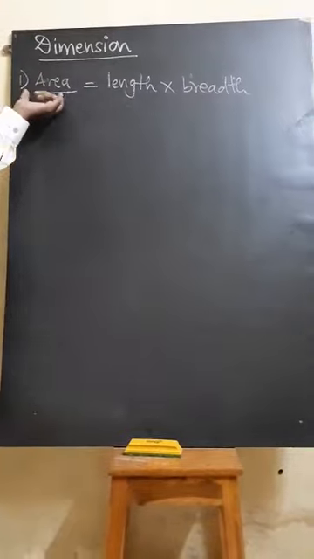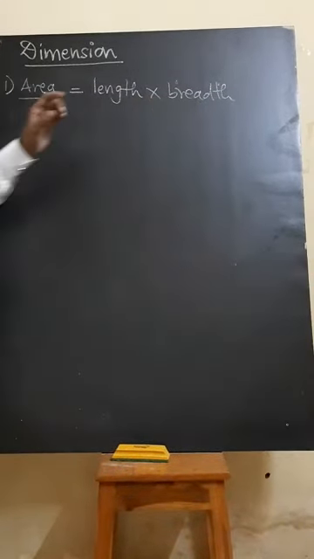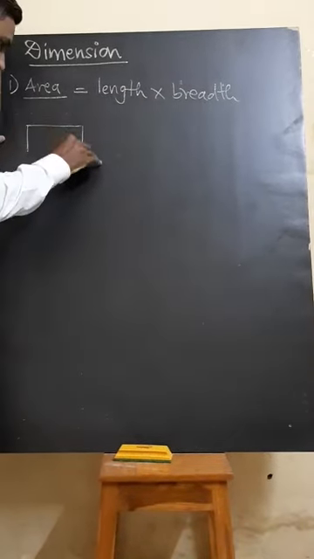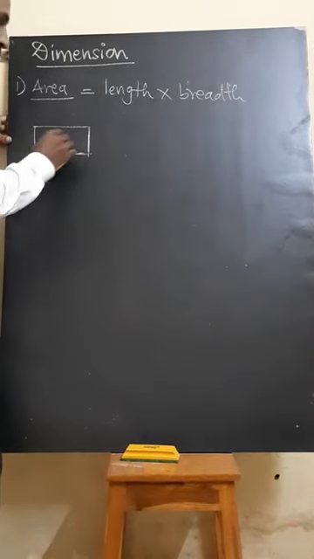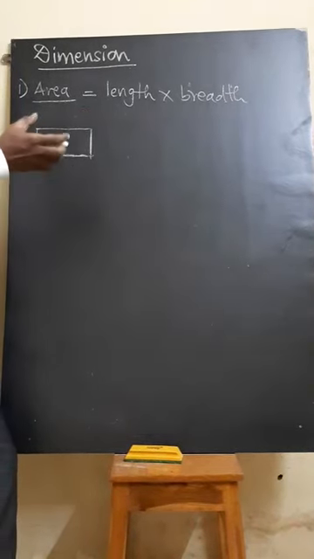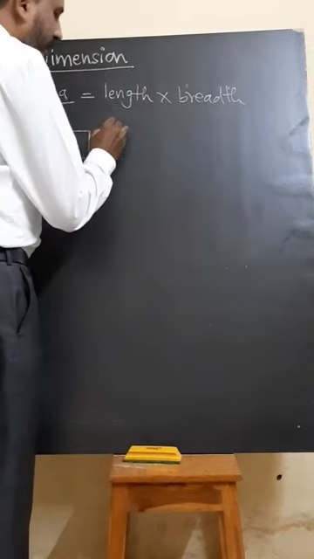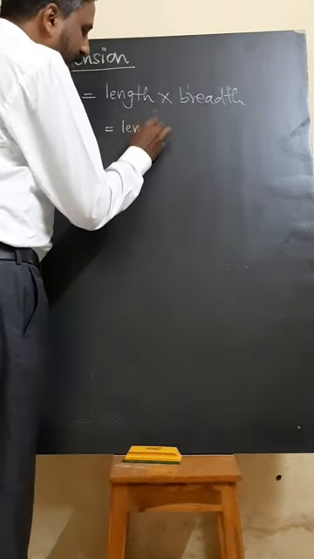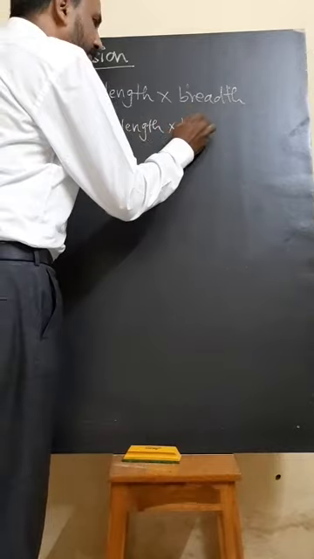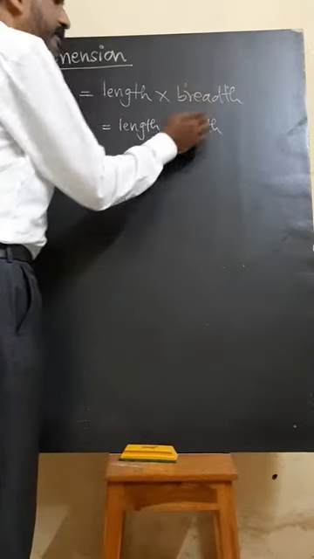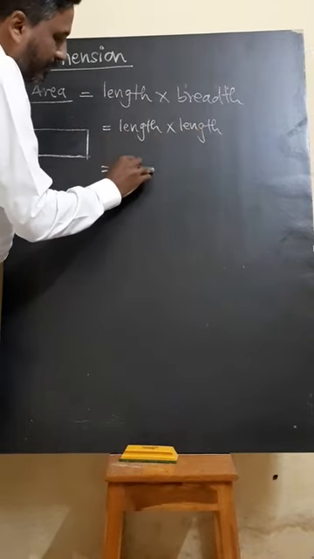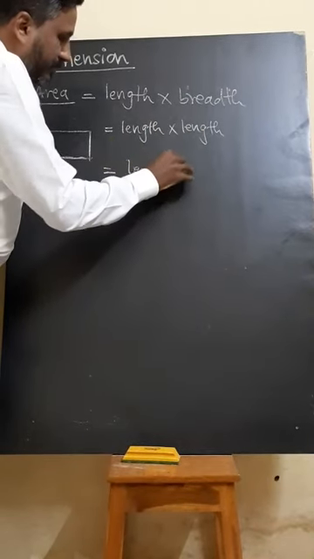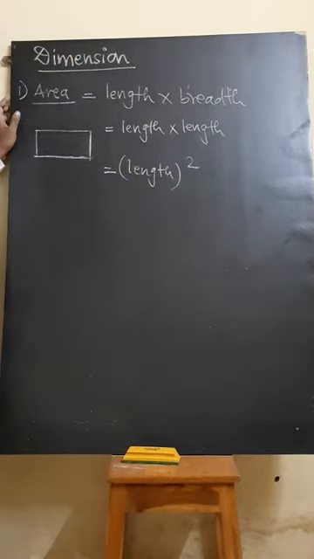Now here area is given by length into breadth. Suppose this is my rectangle. This part is the length, this part is my breadth. When we measure the breadth, we are again measuring a length, that is my vertical length. So I am writing here length into again length, because breadth is nothing but length. There are two terms, therefore I can also write it as length squared.